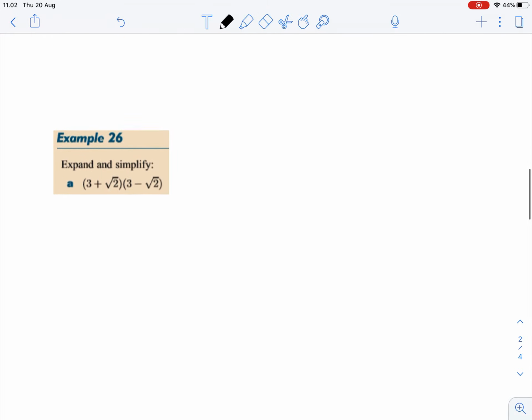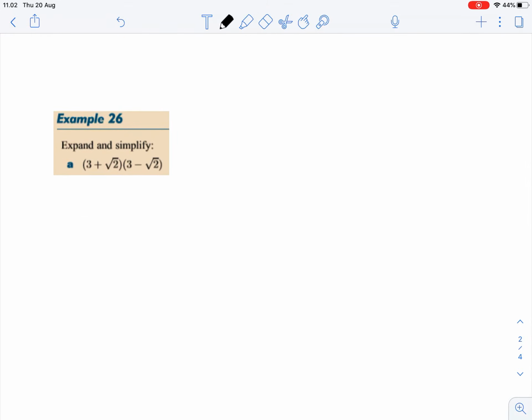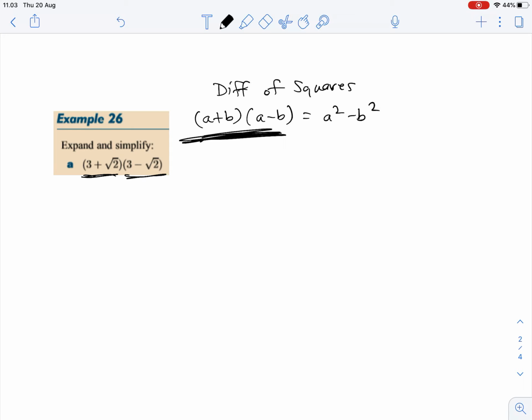All right, last example. Example 26, expand and simplify. I have 3 plus root 2 times 3 minus root 2. Ding, ding, ding, ding. What should immediately go off in your head is the difference of squares. Remember, this applies to an expression written like this. So here I have this.